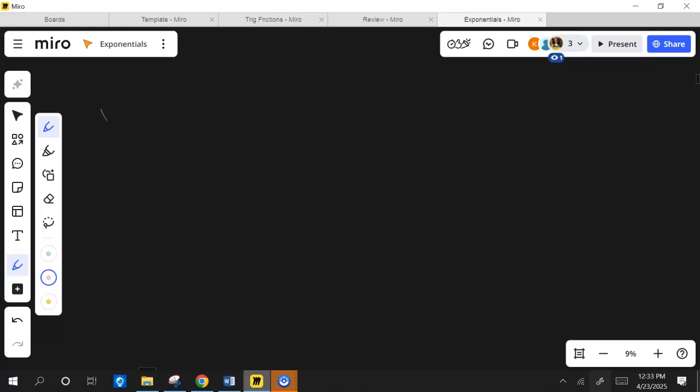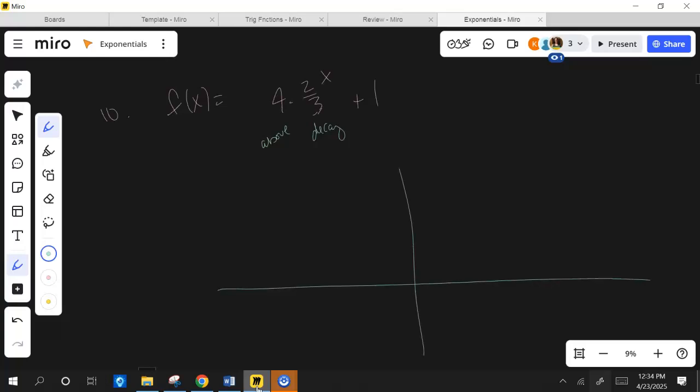All right, number 10. F of x equals 4 times 2/3 to the x plus 1. Growth or decay? That's decay. How do you know? That's right. Above or below the asymptote? Above. Where is said asymptote? At 1. Y equals 1.